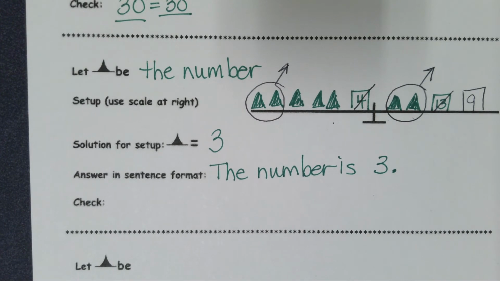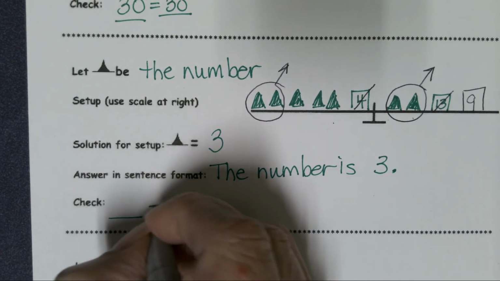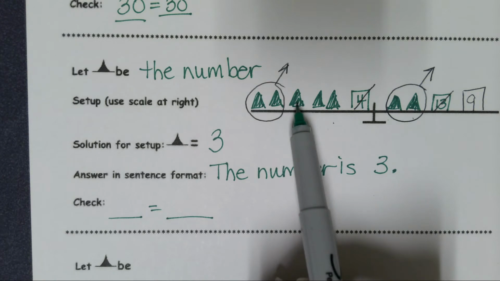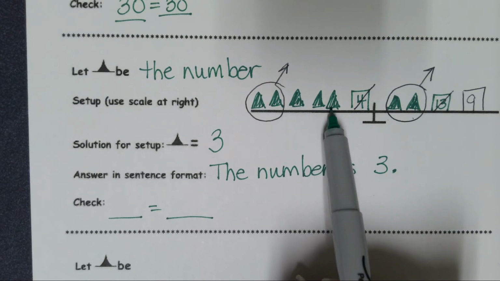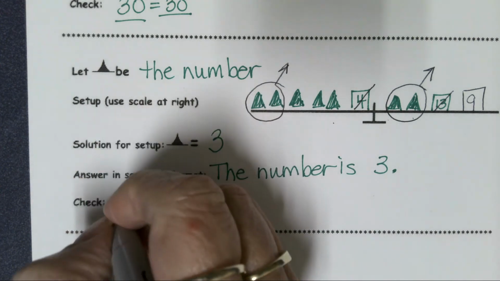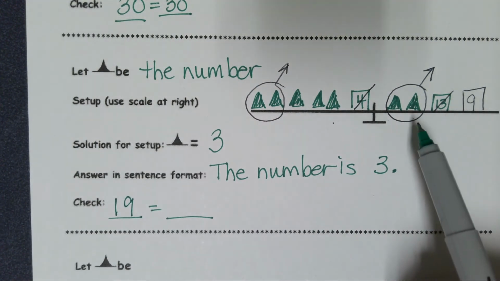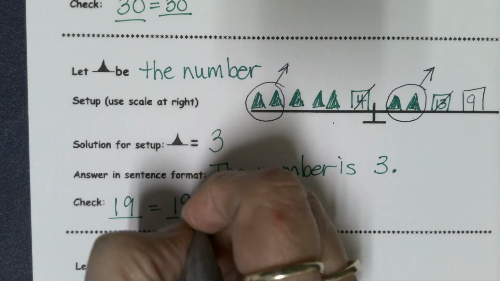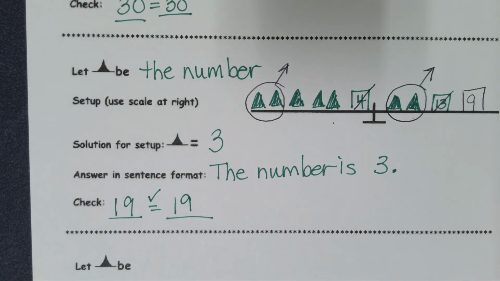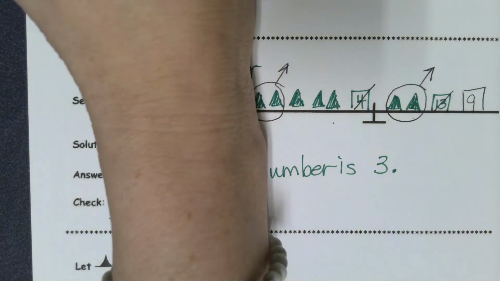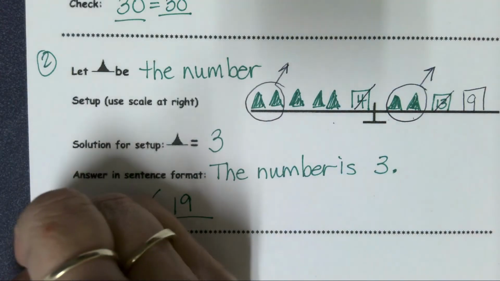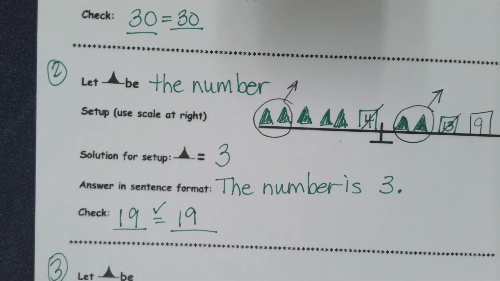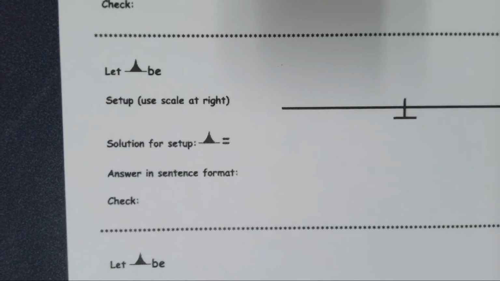Don't forget your check. So we're going to go ahead and start counting here. We're counting by 3's. 3, 6, 9, 12, 15, and 15 plus 4 is 19. Count by 3's again. 3, 6, and 6 plus 13 is 19. So 19 equals 19. Good job. Number 3 I'm going to leave for you to do independently, and we're going to move on to problems number 4 and 5.